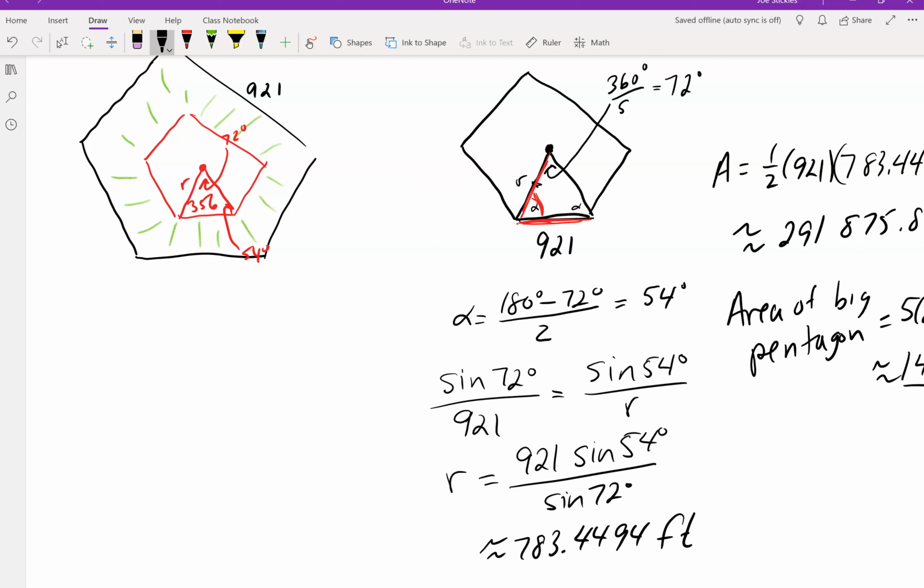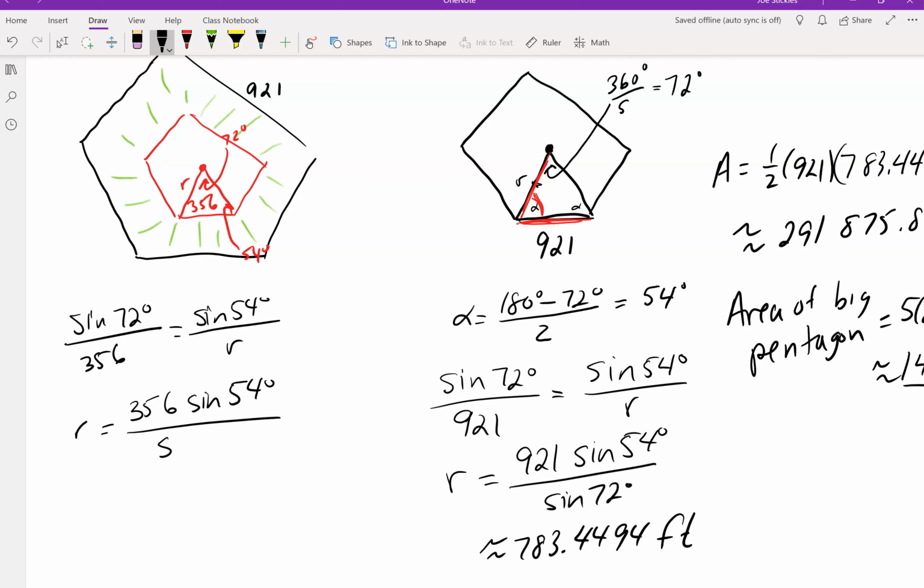So we're going to use this law of sines again. We know the sine of 72 degrees over 356, because that's the opposite side, is equal to the sine of 54 degrees over the little r. Cross multiply, divide by that sine of 72. We get 356 sine of 54 over sine of 72, which is approximately what here? So we need 356 sine of 54 divided by sine of 72. That gives us 302.8317, and this is feet.